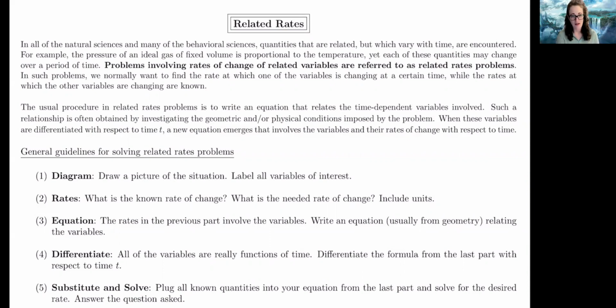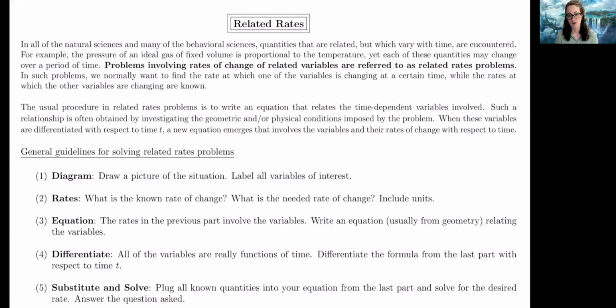So the first page of this handout is a little summary of what related rates are and some general guidelines for solving related rates problems. We talked about all of these things in the first video. The idea with related rates is that in all of the natural sciences, we have some quantities that are related but vary over time. For example, the pressure of an ideal gas of fixed volume is proportional to the temperature, but over time, the pressure and the temperature change. And so the rates of change of the pressure and the temperature will be related. Problems that involve the rates of change of these kinds of variables are referred to as related rates problems.